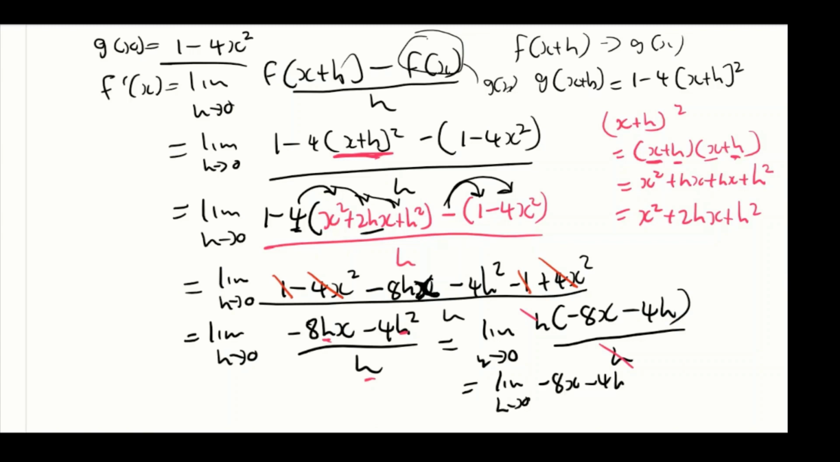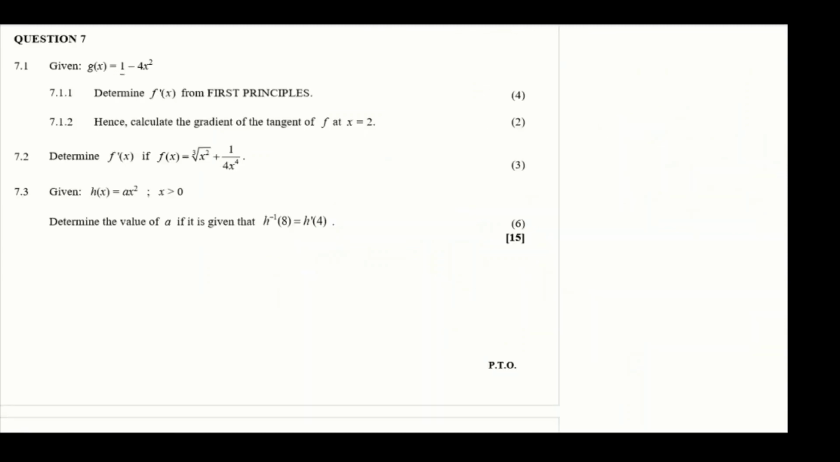So where there's h, we'll substitute this 0 here. So we're going to have minus 8x minus 4 into 0, giving us minus 8x. So this would be our answer for f prime of x using first principles. So we are done with 7.1.1. Now we're looking at 7.1.2.